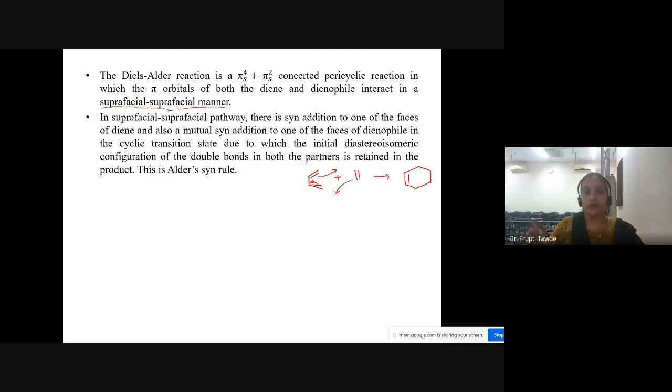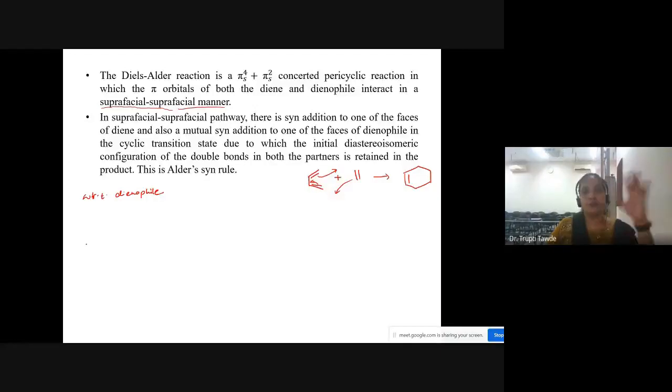Now in this pathway, since it is a syn addition, that is the most preferred product in this case. Now what does the Alder syn rule say? Let us talk about it with respect to the dienophile.